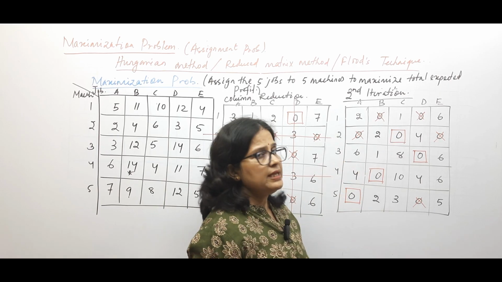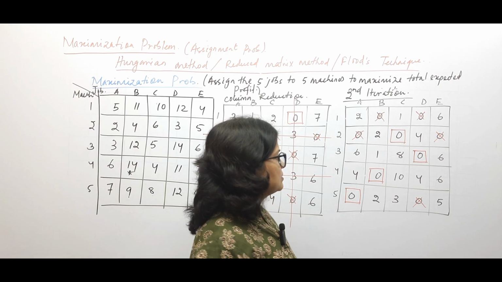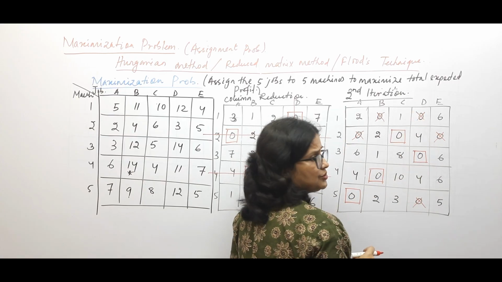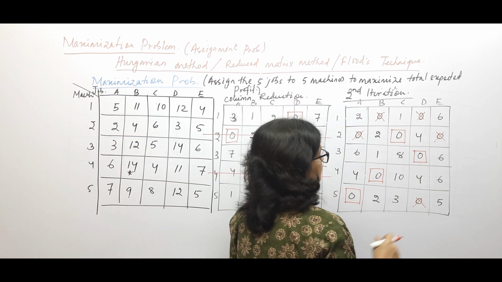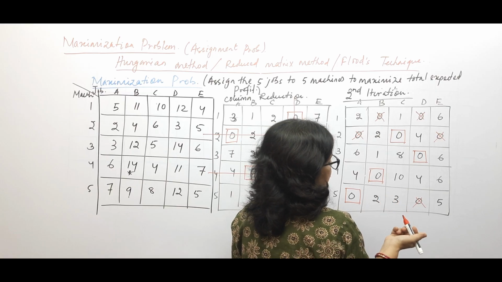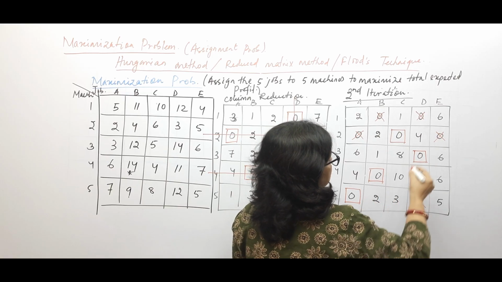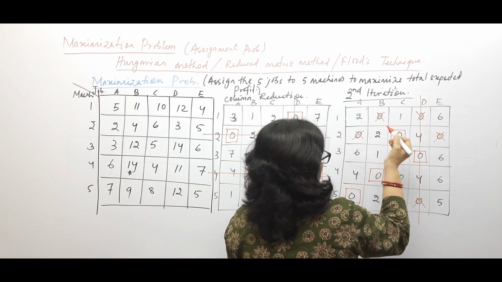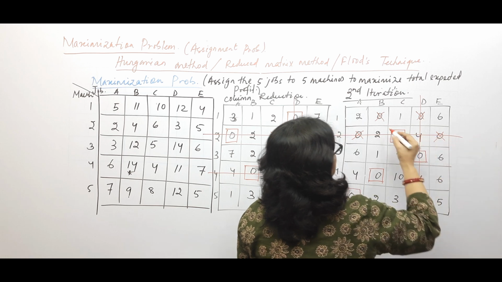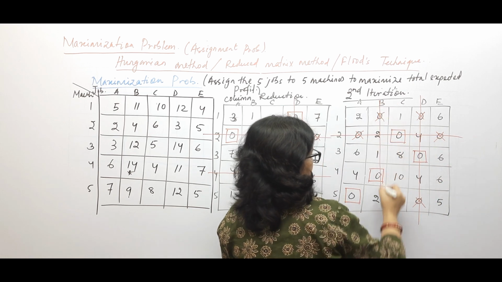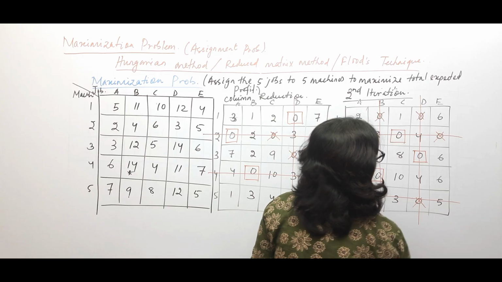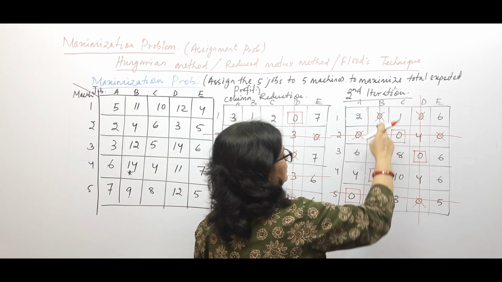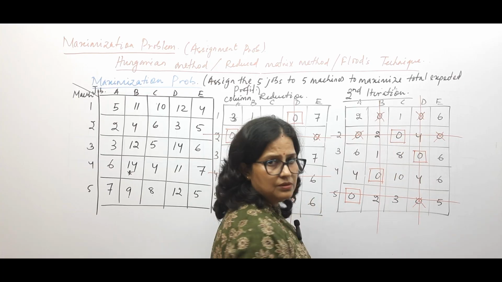So the next iteration is needed here. So the same process we need to apply. We need to cover each 0 by putting lines. So how do we need to draw it? Let us draw the minimum number of lines like this. One will be like this, another one will be like this, and here one. So we have 4 assignments, 1, 2, 3, 4, and 4 lines also.